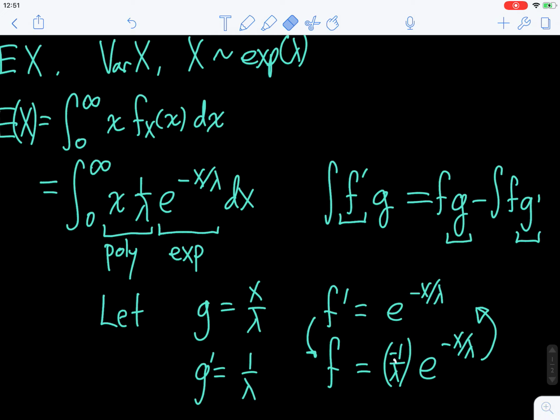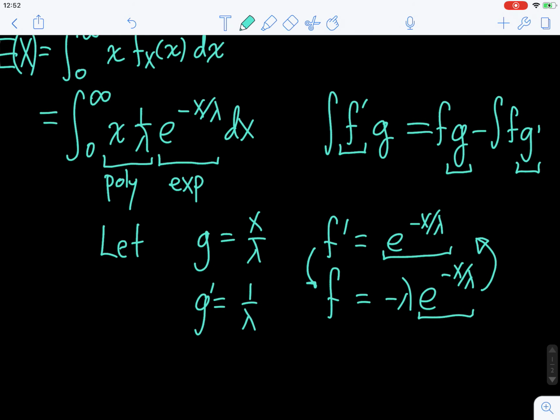Actually, I did it wrong, so it's bad to do it in your head. It'll be negative lambda. Okay, let's try deriving it just to make sure. When we derive it, we use the chain rule, and so the outside remains the same, and then the inside derives. If we derive the inside function, we'll get negative 1 over lambda, which cancels with this guy, and so we end up with our function f prime. Okay, so let me erase that.